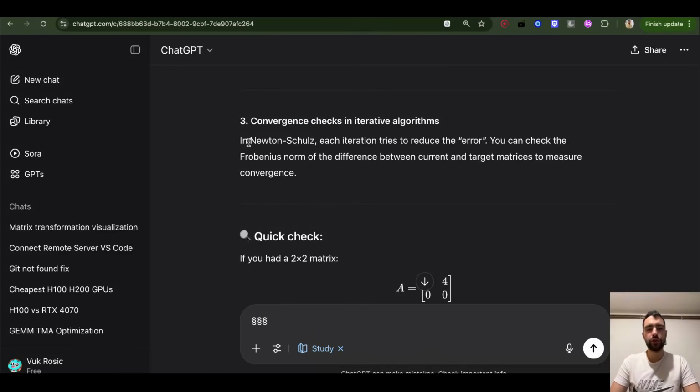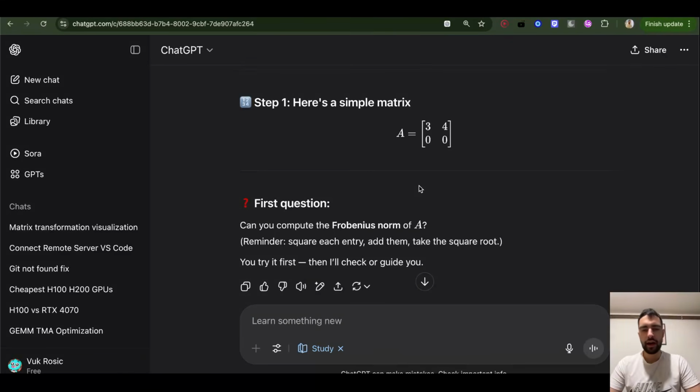And we can also use it in Muon, for example, in these Newton-Schulz iterations, to check the difference between the current matrix and the desired matrix. This is a quick and easy way to check the difference, and then penalize based on the difference in these lengths. I think it's a lot clearer with an example. So can you calculate the norm of this matrix? I will show you right now.